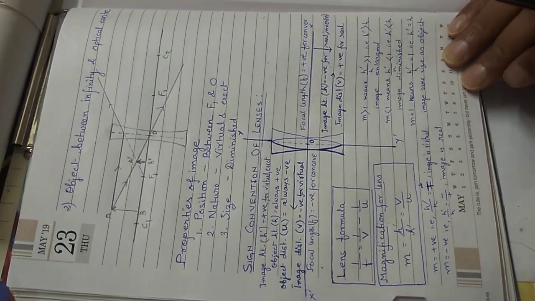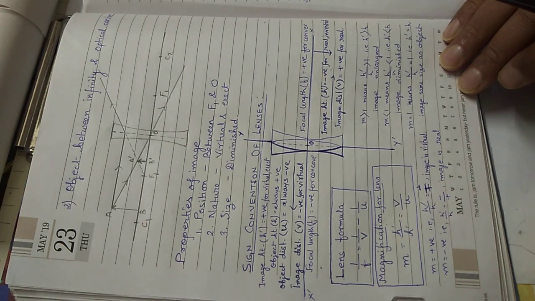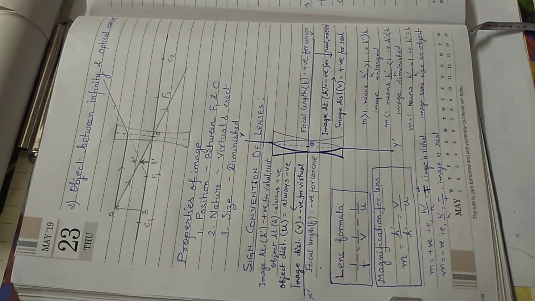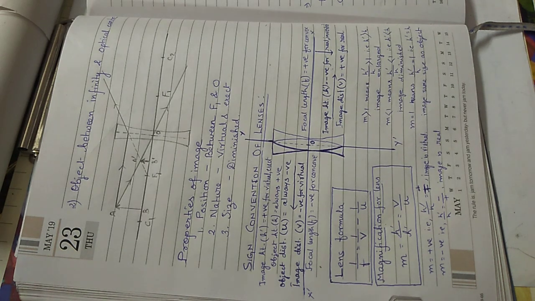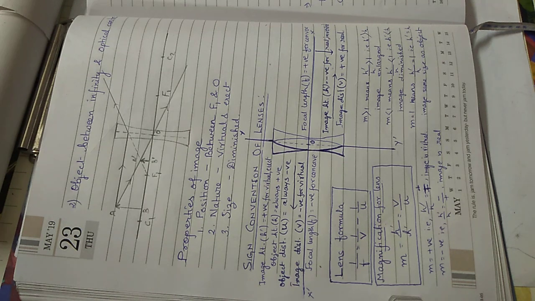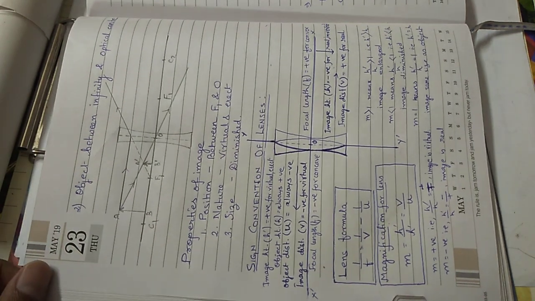Next we have the sign convention for lenses. While doing numericals on lenses, you have to take positive and negative signs. I have explained it elaborately in my video dealing with sign convention on mirrors, so you can see that video.